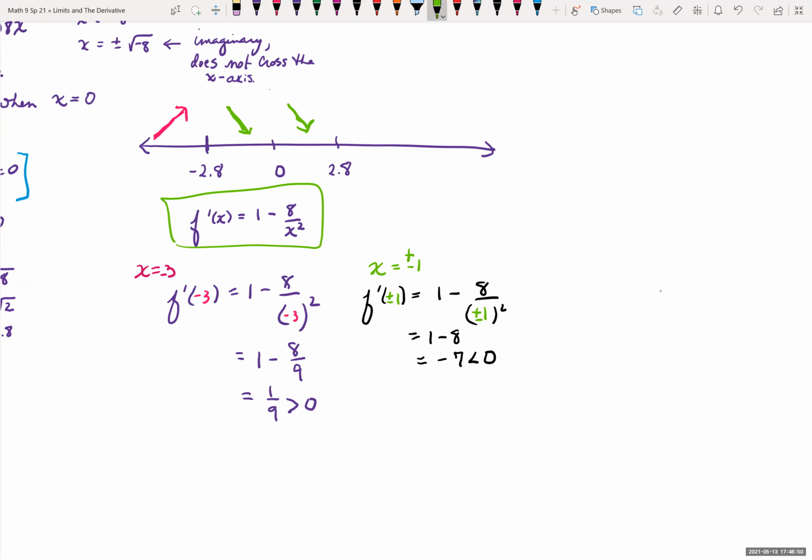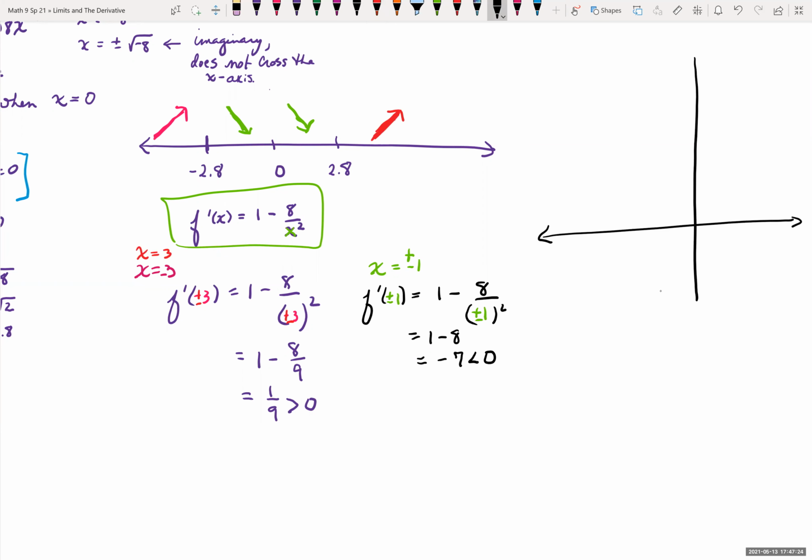And then if I plug in +3, same idea, I'm going to get the same number if I square -3 or square +3. So really, this is the same thing, plus or minus. And so that was a number bigger than 0, so it is increasing. So we can start putting together what we have.